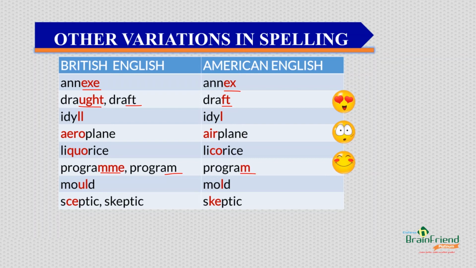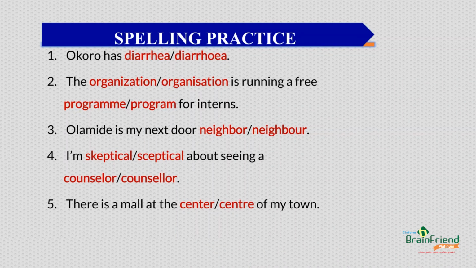And lastly, we have the word skeptic. In British English, it is spelled with a CE or a KE, while in American English, it is spelled with a KE. I'm sure by now you can tell the different spelling variations between the British English and the American English. Now let's go on to take a spelling practice.